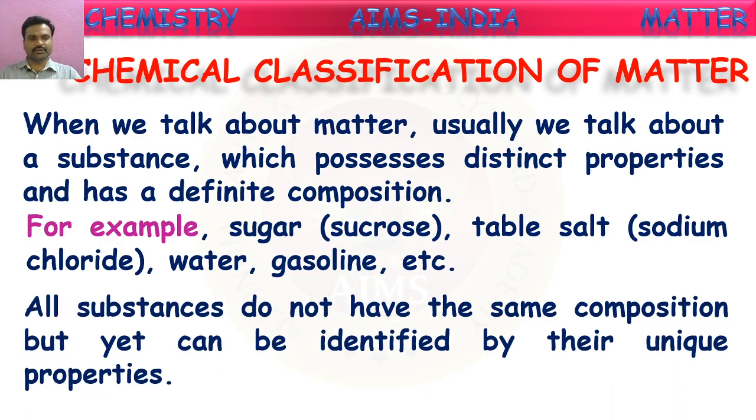So as it is shown here, all the substances do not have the same composition, but they can be identified by their unique properties. Even though these are not all made up of the same kind of particles, they have some special properties. Based upon those properties, they can be distinguished from one another. These properties depend upon the type of particles present in them. So based upon that, this classification is done.